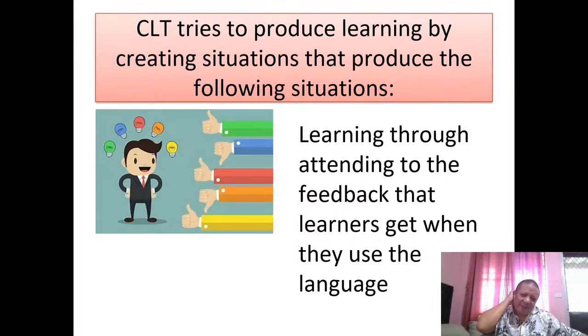Next, CLT tries to produce learning, "natututo yung mga tao, yung mga language learner." CLT tries to get language learners to learn by producing the following situations: learning through attending to the feedback that learners get when they use the language. So if you say something and the feedback is okay, then you realize, oh, you're saying it right. But if you say something and the reaction is not ideal, then you realize, oh, there's something wrong.